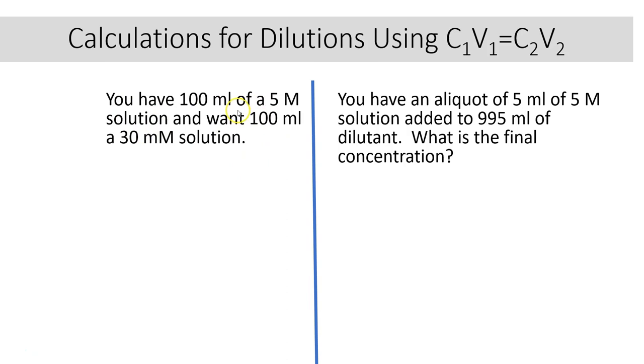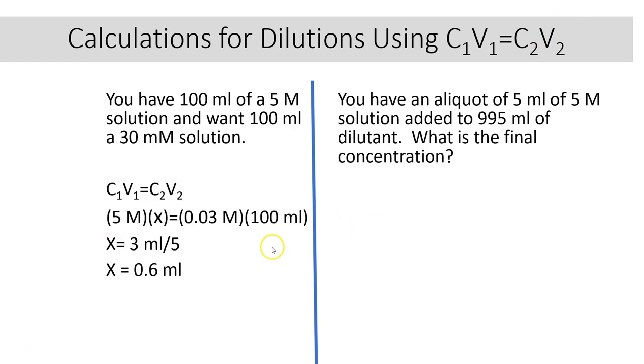Any time that we need to make a calculation like this, we use the equation C1V1 equals C2V2, where C1 is the starting stock concentration of your solution. V1 is going to be the starting volume that you take from that stock solution to prepare your dilution. And on the other side, you are going to have C2, the final concentration of your working solution, and V2, the final volume of the working solution that you prepared. So in this case, 5 molar is the starting concentration of our stock solution, so that would go for C1.